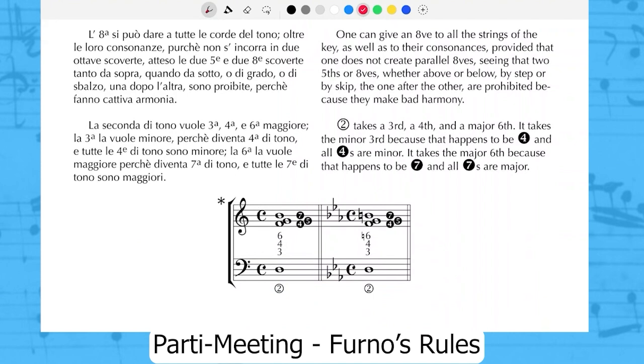2 takes a third, a fourth, and a major sixth. It takes the minor third because that happens to be 4 and all 4s are minor. It takes the major sixth because that happens to be 7 and all 7s are major.